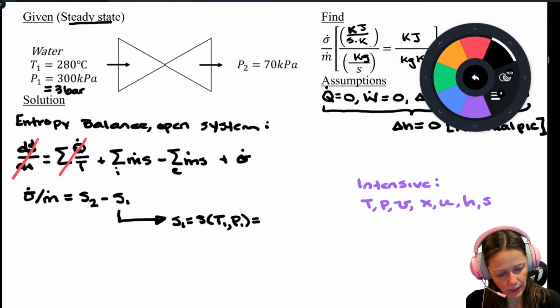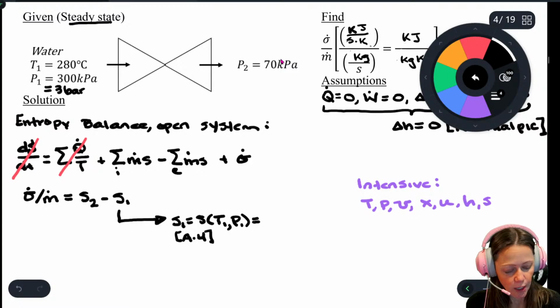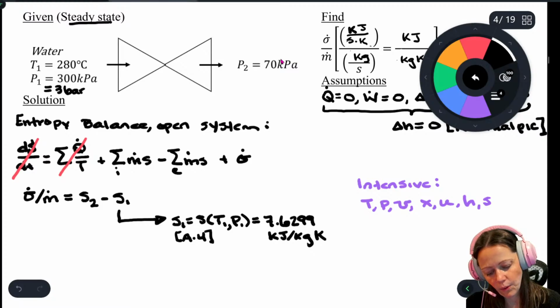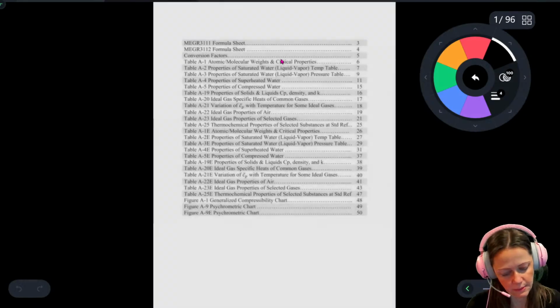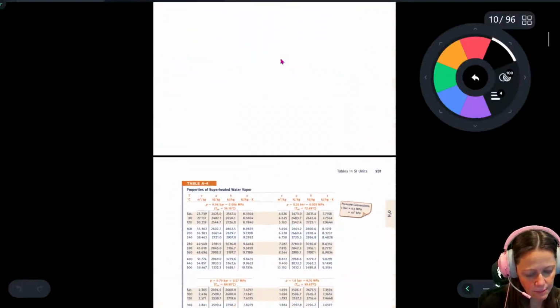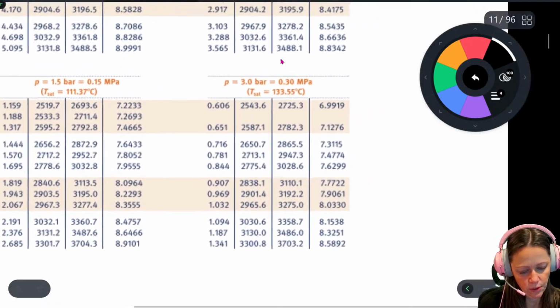So I do have that one, and this is going to be in table A4, Superheated Tables. That is going to be 7.629. Actually, while I'm at it, let's go over to A4 and make sure that is the number. So we may need something else. Oh, there we go.